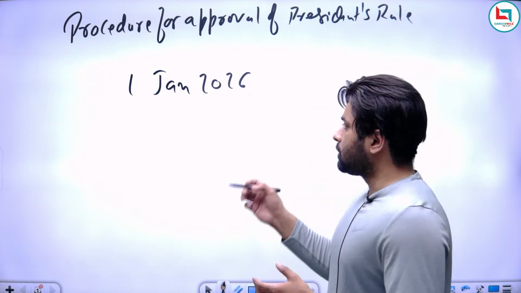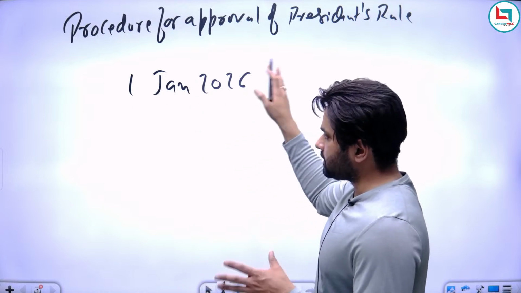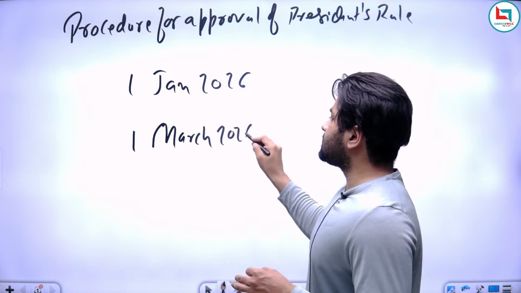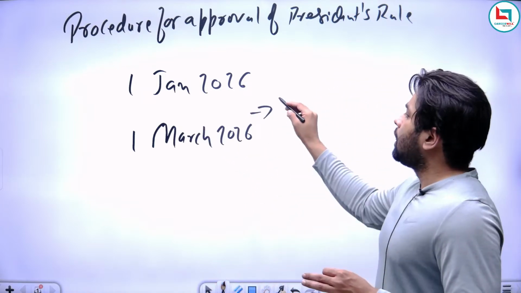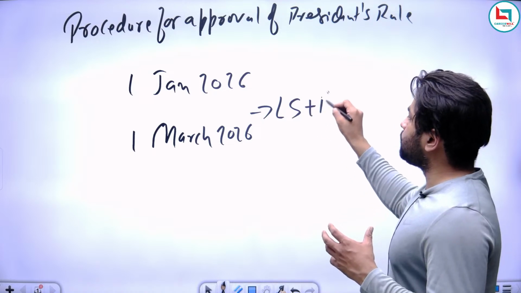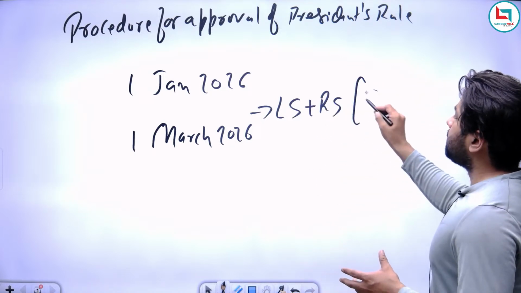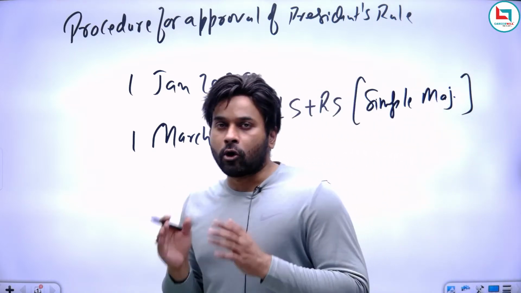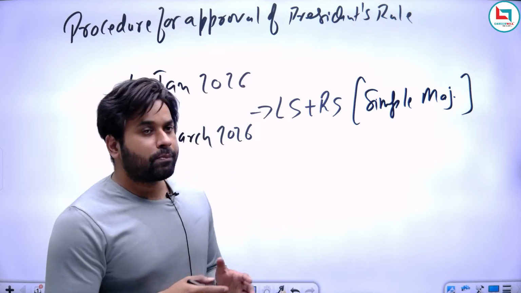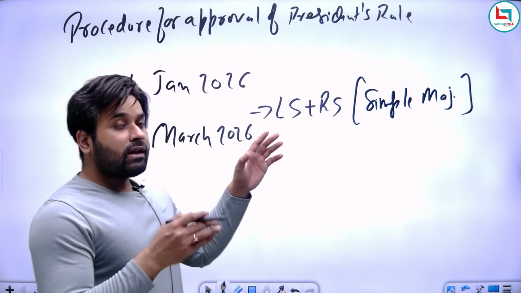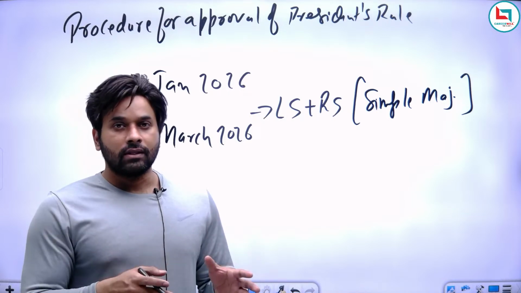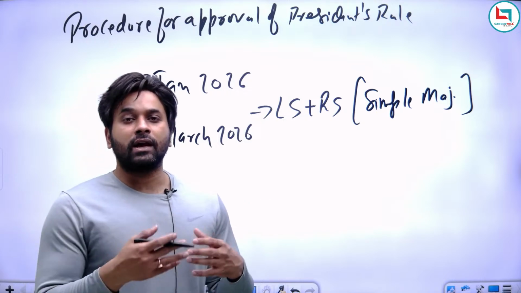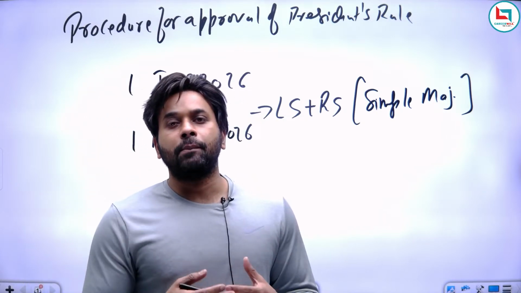So remember, if President's rule is imposed on this day, then within 2 months it is necessary for the government that the emergency should be passed by both the houses of parliament by simple majority. And now remember, it is important that both the houses of parliament approve President's rule within 2 months. Even if one of the houses says no, then the President's rule cannot be extended beyond the period of 2 months. So President's rule can continue for a maximum period of 2 months without the approval of parliament.